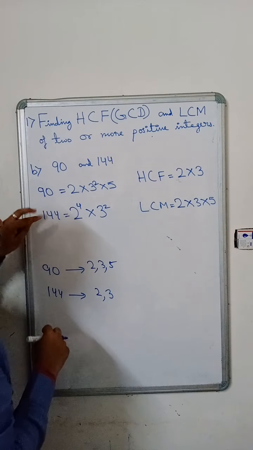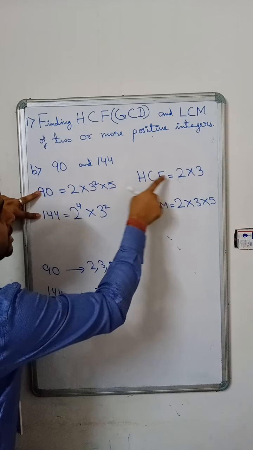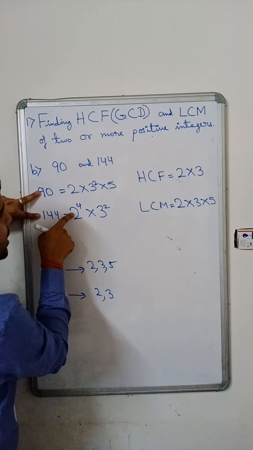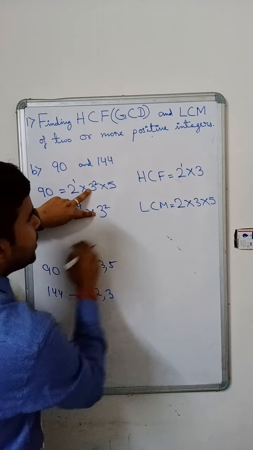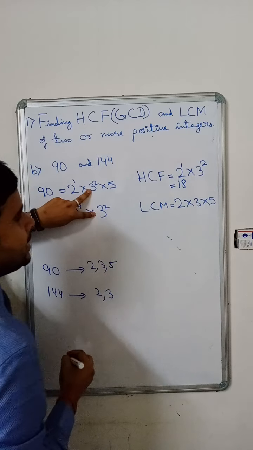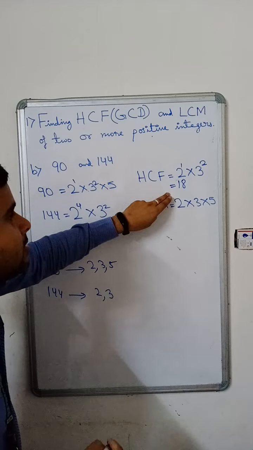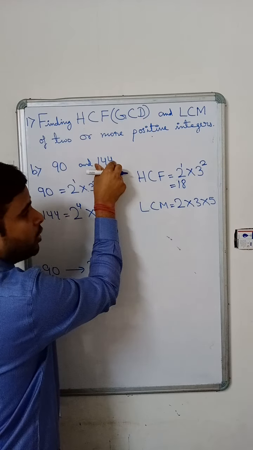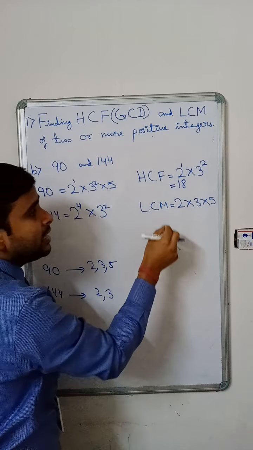Next. When you are finding the HCF of two numbers, what you have to do is take the least power of 2 in both the numbers. In both the numbers, what is the least power of 2? It's 1. What is the least power of 3 in both cases? 2. So 3 square is 9, 9 2s are 18. So 18 is the HCF of these two numbers. It means if you divide 90 by 18, it will be completely divisible and the remainder will be 0. If you divide 144 by 18, it will also be exactly divisible and the remainder will be 0.